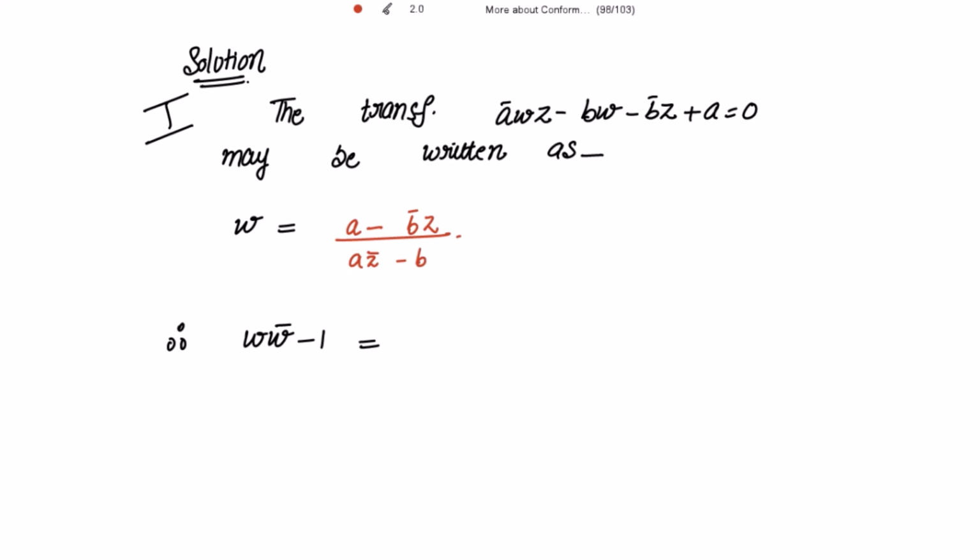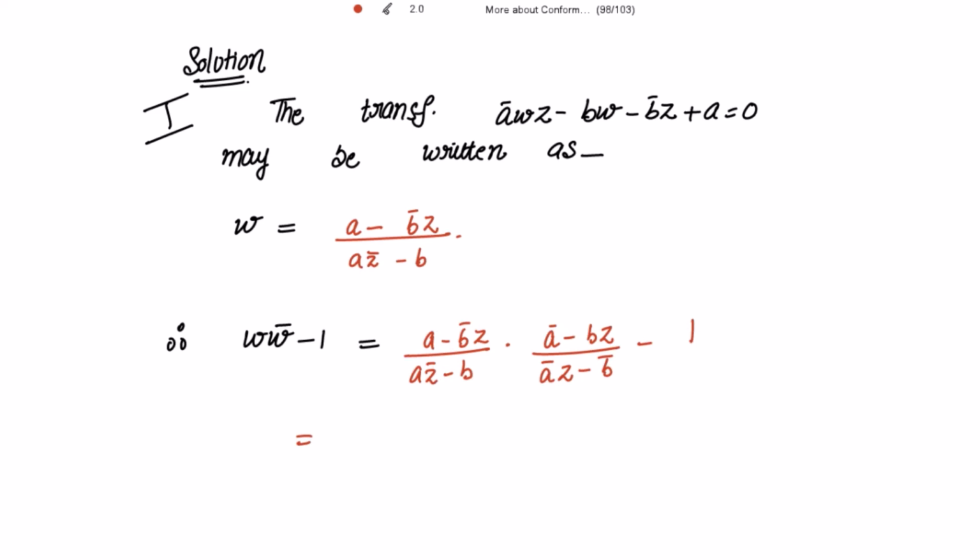For the circle mod w equal to 1, we are considering w w bar minus 1, because this is your mod w equal to 1. When you square both the sides, you get w w bar is equal to 1, and I'm just taking 1 to the other side, w w bar minus 1. So this is equal to, putting the value of the transformation, (a minus b bar z) divided by (a into z bar minus b), multiplying with its conjugate, that is (a bar minus b into z bar) divided by (a bar z minus b bar), minus 1.